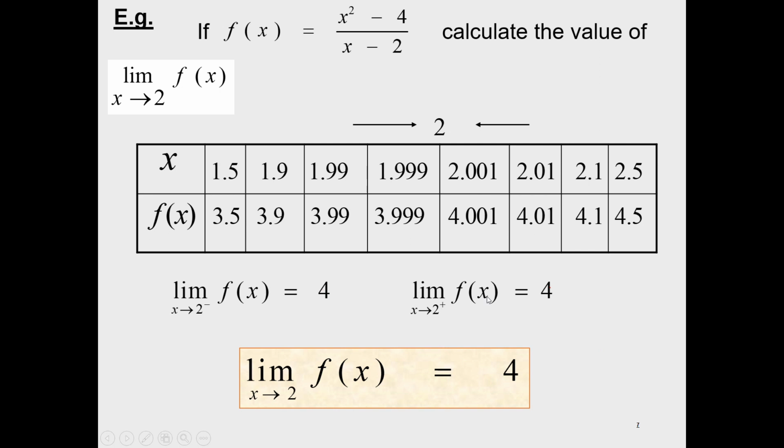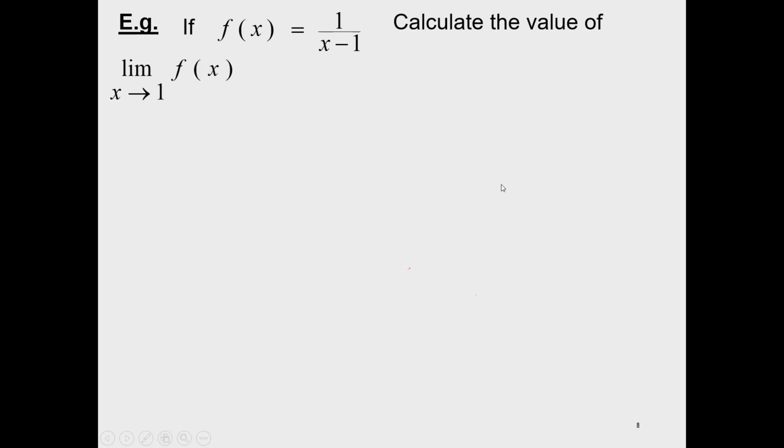This side and this side, they are equal, and that is why we are denoting as x approaches 2, and we don't have a sign here. That means this is a two-sided limit, and this is equal to 4. So limit exists. The other example, if f of x is 1 over x minus 1, calculate the value of the limit as x approaches 1 of this function 1 over x minus 1.